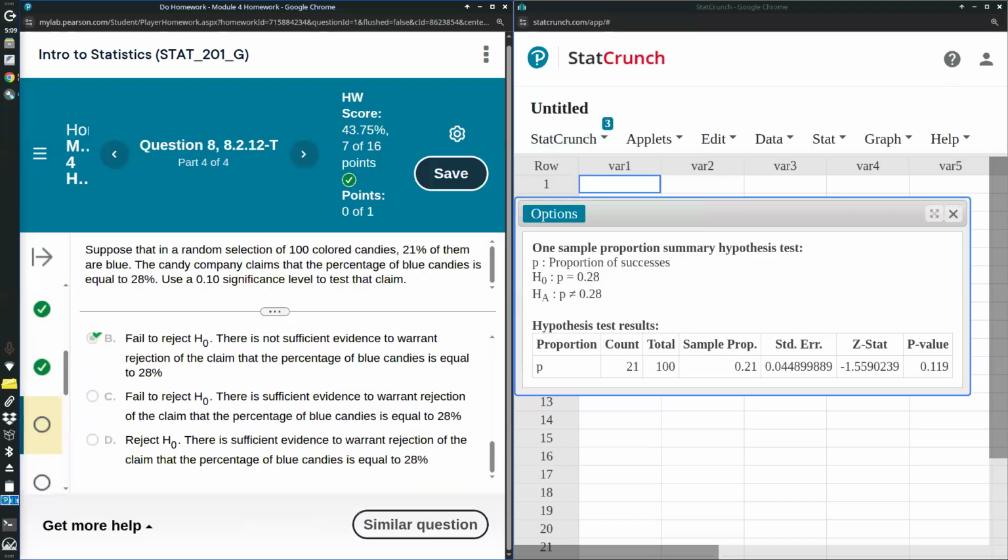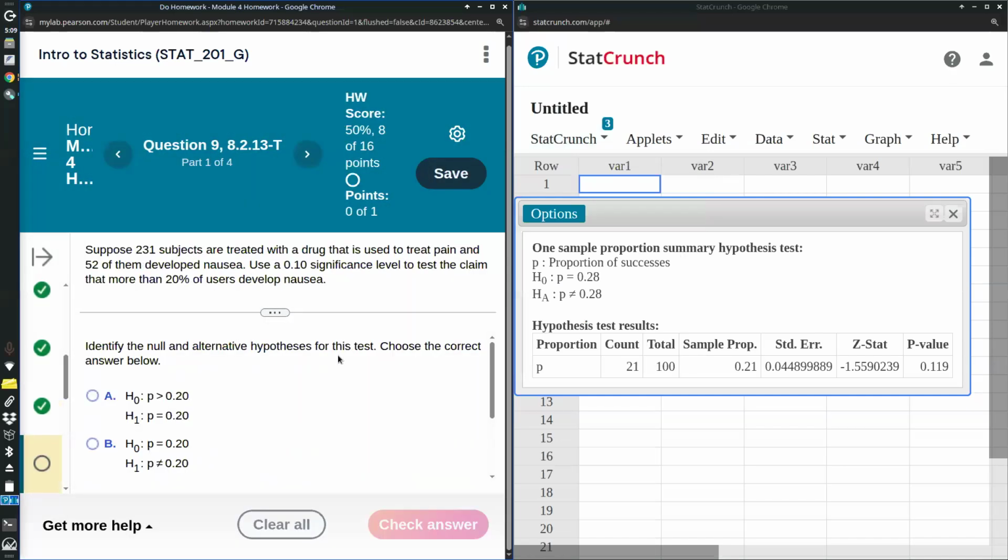Okay. So we will stop here. We're halfway done with the homework. We'll finish the homework next time.